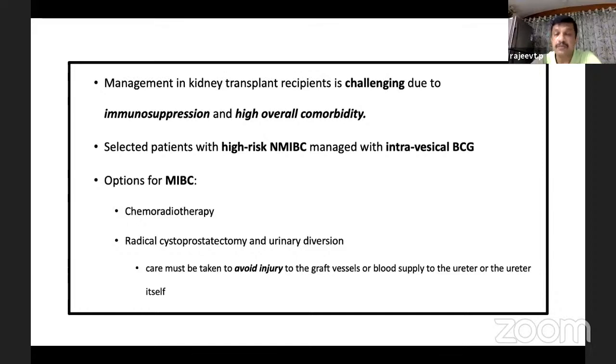non-muscle invasive bladder cancer are managed with intravesical BCG. But for those with muscle-invasive bladder cancer, the options available are chemoradiotherapy or, if required, radical cystoprostatectomy and urinary diversion. The only caution is that one should take adequate care to avoid injury to the graft vessels or blood supply to the ureter.